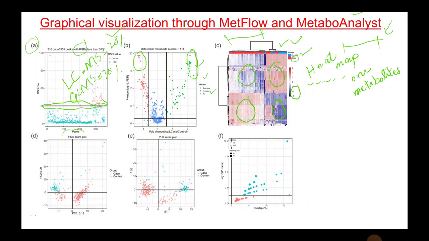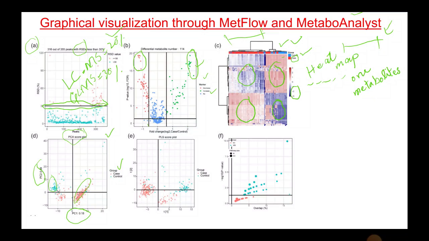And here is the PC analysis, the principal component analysis score plot. Here you can see the case versus control: here is the case and here are the controls. PC1 is covering this much and PC2 is covering this much. If you want more details, I recommend you first watch about what we can actually interpret from principal component analysis.